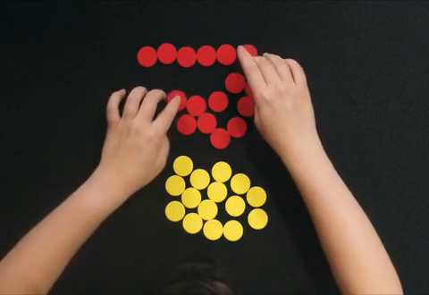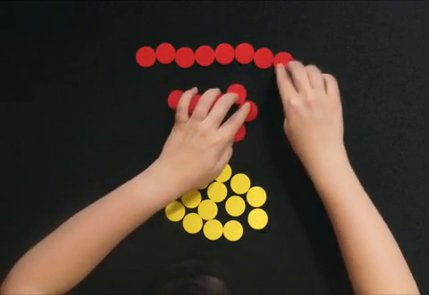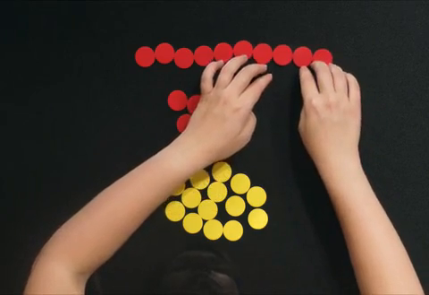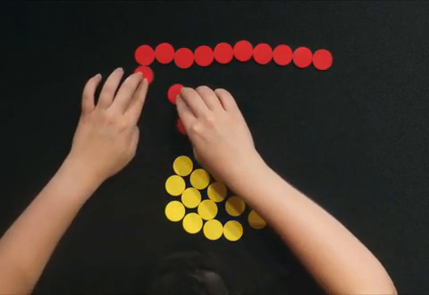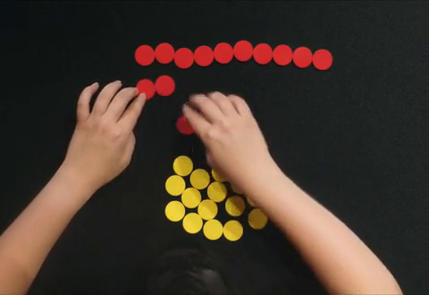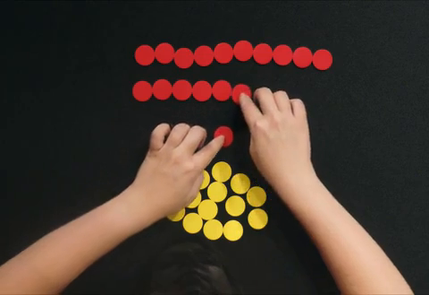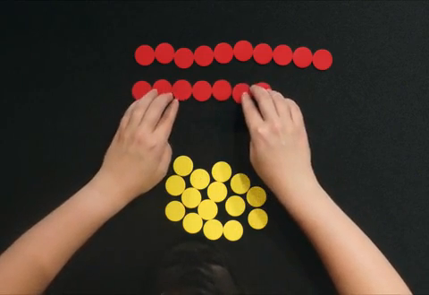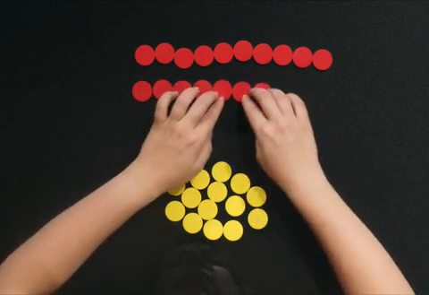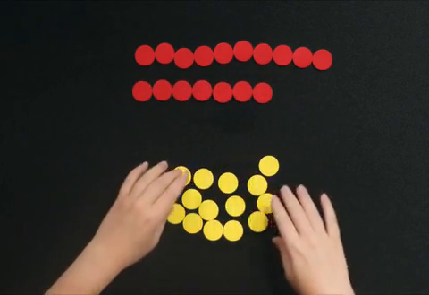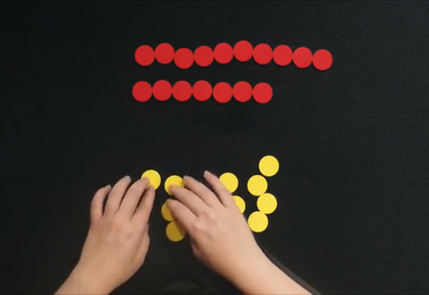So first I make my rows of 10. There's 5, 6, 7, 8, 9, and 10. Okay, there's 10. Now below that I have 11, 12, 13, 14, 15, 16, and 17. Wow, I have 17 red counters. I'm glad I lined them up so I could see them more easily. Now let's do my yellow. Put them in rows of 10.